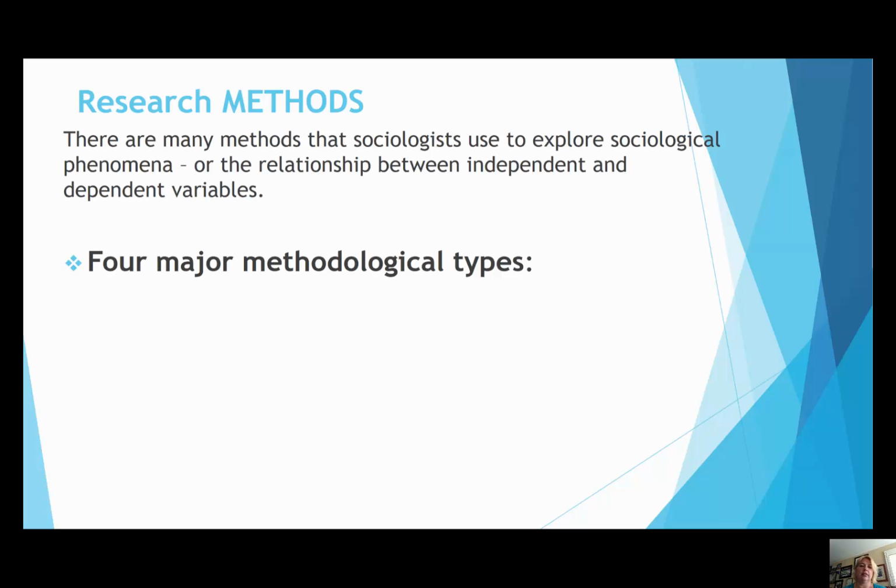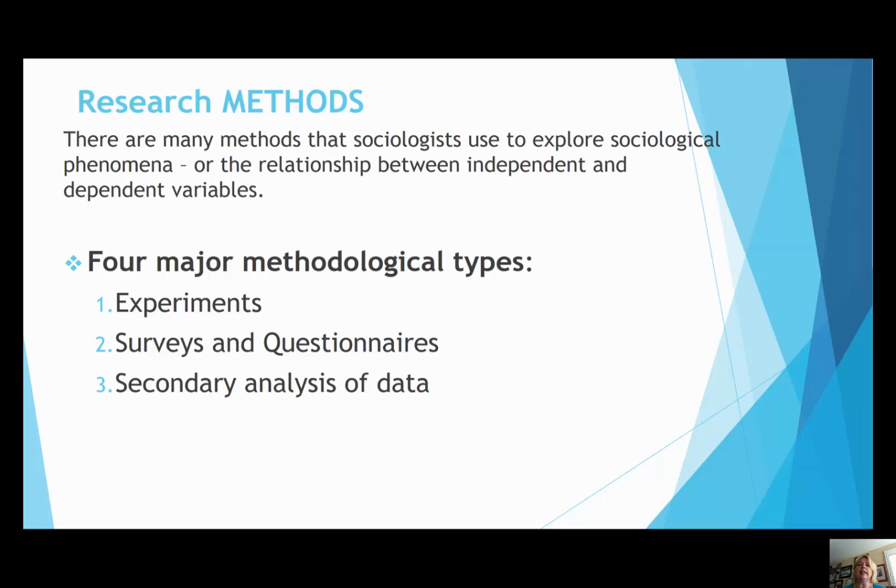Now let's talk about research methods specifically, the things that we use to discover our answers to our research questions based on hypotheses which are generated out of theory. There are many methods that sociologists use to explore sociological phenomena, or the relationship between independent and dependent variables. Four major methodological types are experiments, surveys and questionnaires, which I lump together. Your book separates them out. Focus on the information that I provide in this slide. It's a little bit more accurate. Secondary analysis of data and field research.